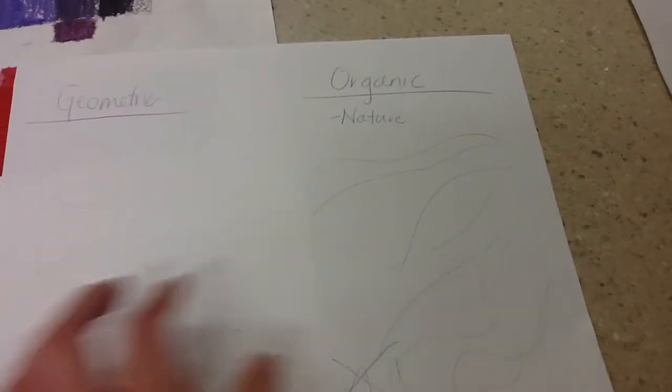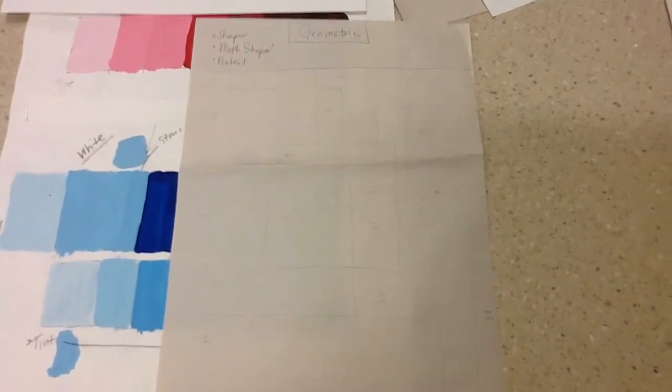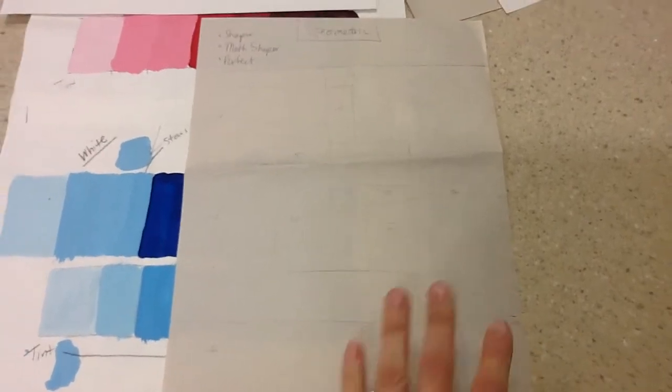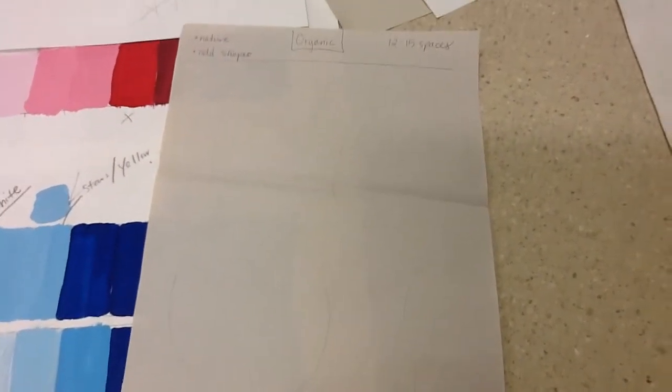Okay, you're going to do a couple different designs, and so you'll get a piece of paper that's similar to this one. It might be yellow, and you are going to draw a design on one side for geometric, and you're going to draw an organic one on the other side, and then you're going to choose the one that you think you did the best on. Okay, so how do we go about doing that?